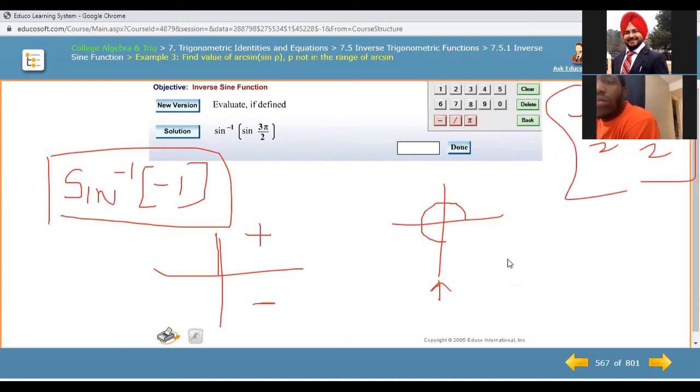Now, if you look at this number here, -1 is over here. So your final answer will be -90. That's it. You directly get the answer. The answer is -90.